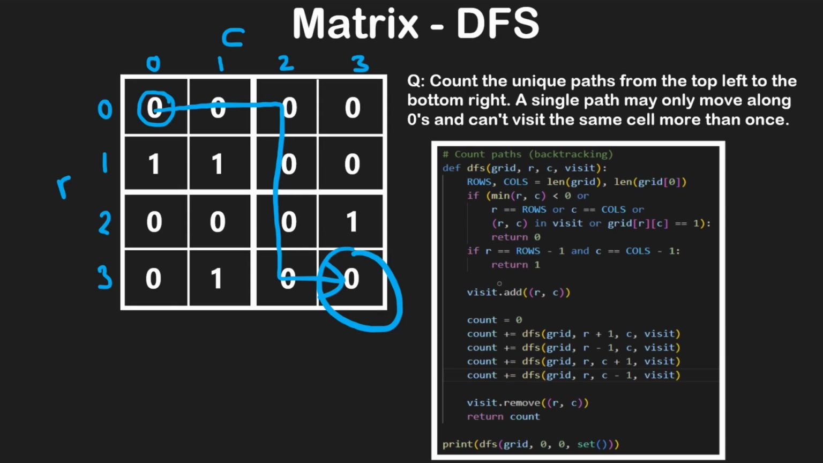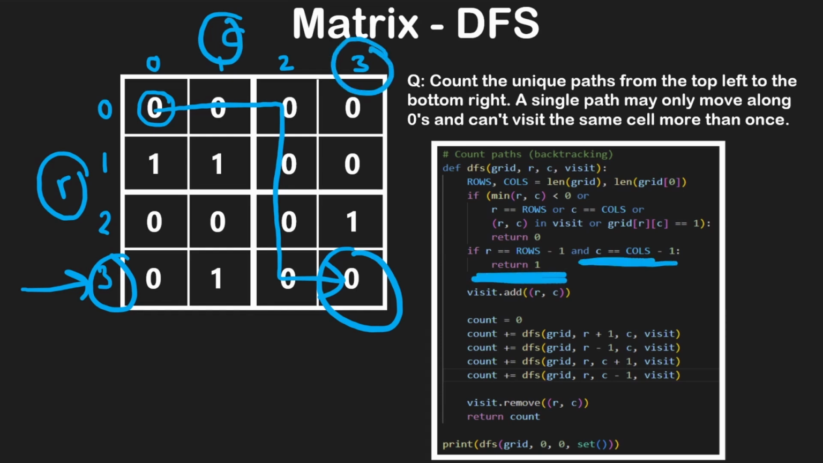The other base case is, of course, we end up somehow reaching the bottom right. We reach the destination. How do we know we reached the destination? Well, it's defined as the last row and the last column. So if R is equal to the last row, which is rows minus 1, and our column is equal to columns minus 1, then we return 1. That means we found a single path. This is that particular path, for instance, right? This is one path that could be counted as part of the solution.